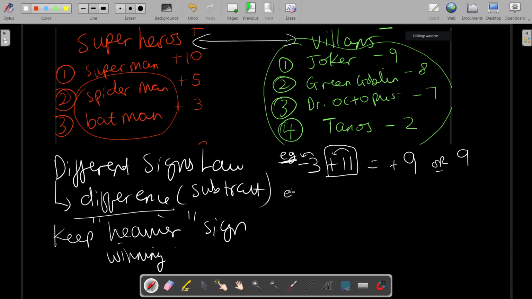Nice. Colin, you will be doing the next one: minus 7 plus 2. Are these different signs, Colin? The answer will be -5. Why negative 5? Different signs, so we find the difference. We subtract: 7 take away 2 is 5, and you keep the negative here.